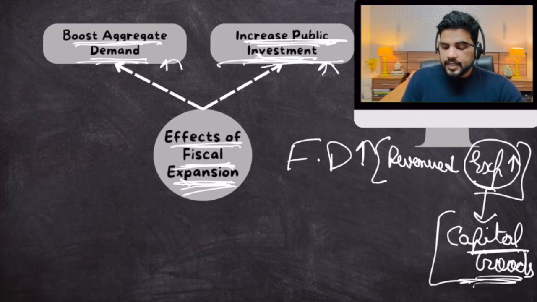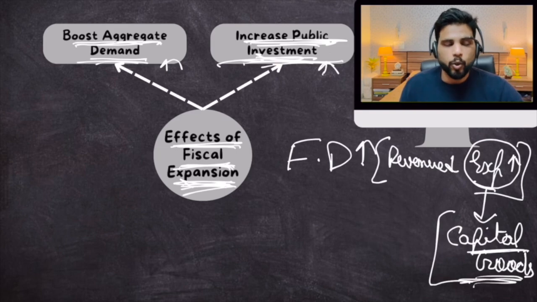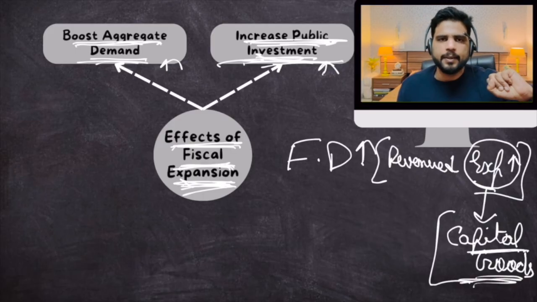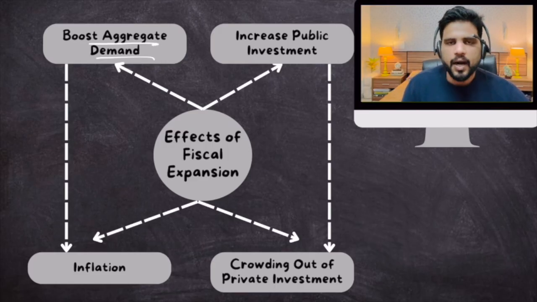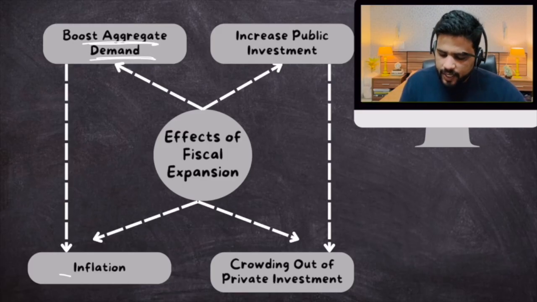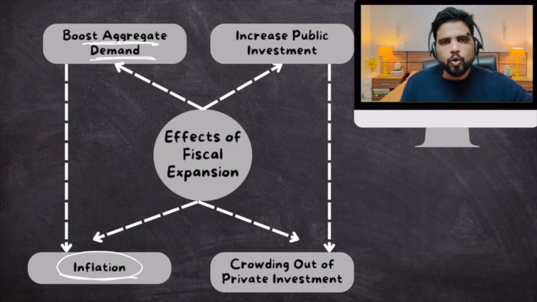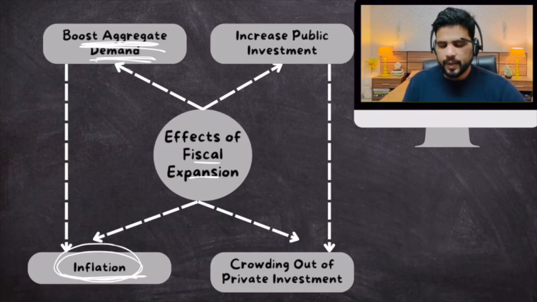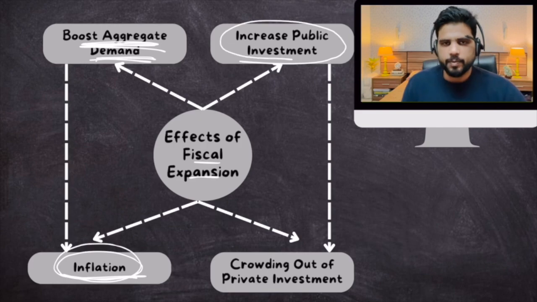But John Maynard Keynes says to use fiscal expansion only during downturn times when the economy is suffering. Because if you use fiscal expansion even during normal times, then what would happen? The demand was already high, so this boost in aggregate demand would increase inflation. So when the economy is going through recession, then do fiscal expansion. But during normal times, if you continue with fiscal expansion, this excess demand would lead to inflation. Plus, this excess public investment, okay?